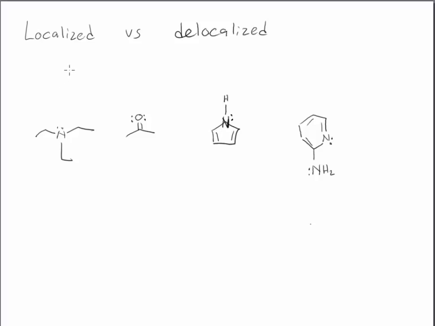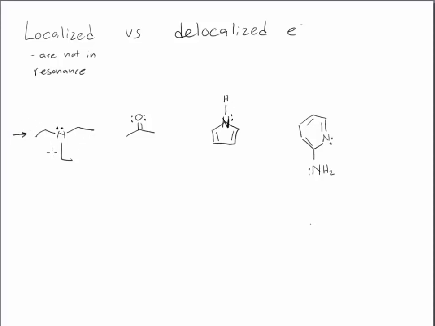Let's discuss localized versus delocalized electrons. The localized definition is pretty easy. They are not in resonance. And so here's an example of a localized lone pair.